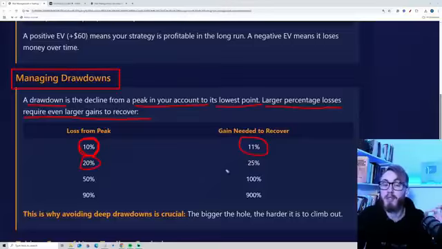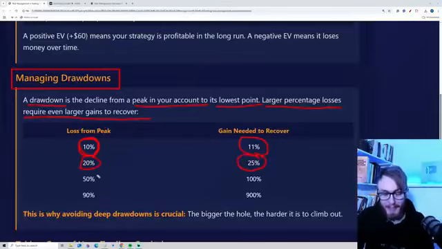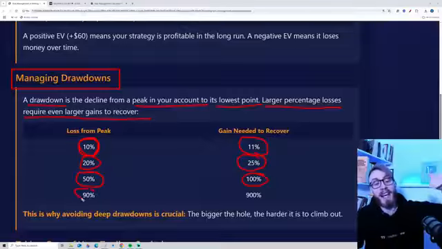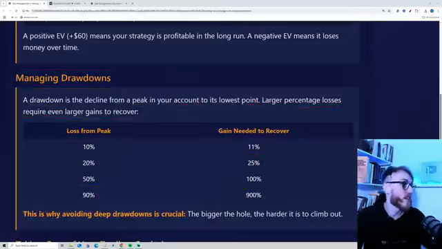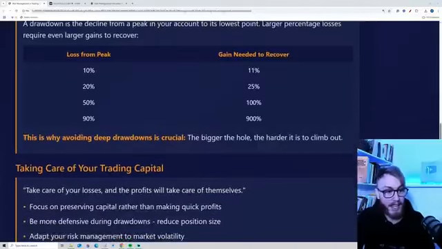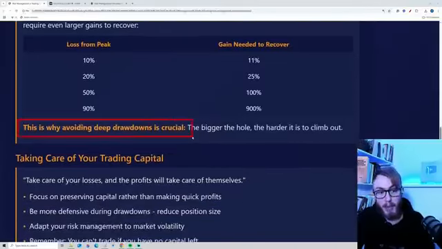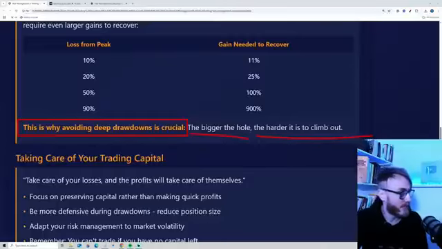If we have lost 20% from the peak, we need 25% to recover. And you can see that this gets worse and worse. If we have lost 50% from the peak, we need 100% to recover. And if we have lost 90%, we need 900% to recover. I hope that this table shows you guys how important risk management is. And this is very crucial, this is why avoiding deep drawdowns is so important. The bigger the hole, the harder it is to climb out.